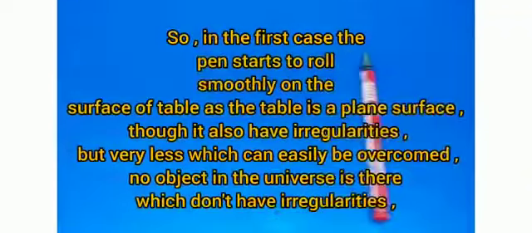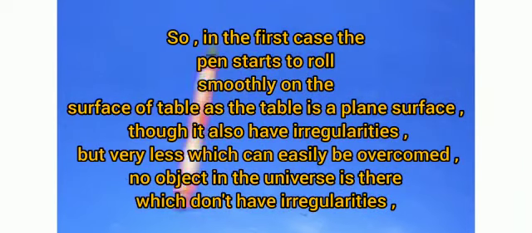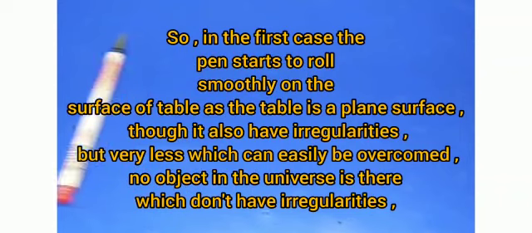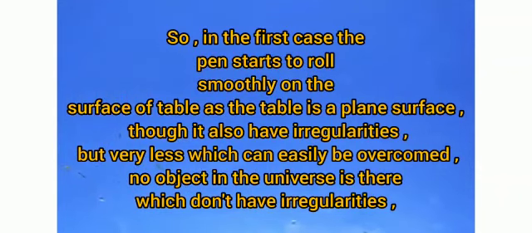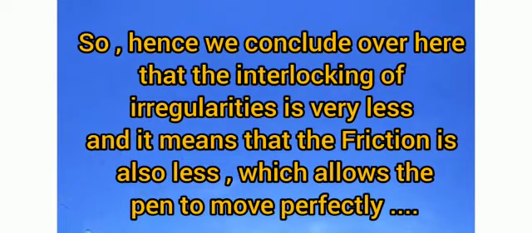So let's have a look at the results now. In the first case, the pen starts to roll smoothly on the surface of the table as the table is a plain surface. Though it also has irregularities, they are very few and can be easily overcome. No object in the universe is there which does not have irregularities. There are many ups and downs which cannot be seen by the naked eye. So hence we conclude that the interlocking of irregularities is very less, which means the friction is also less, which allows the pen to move perfectly.